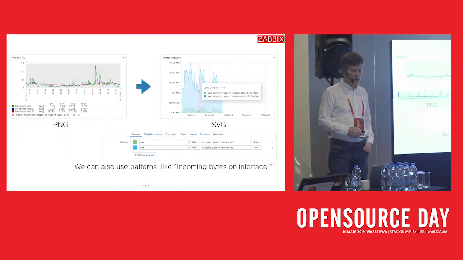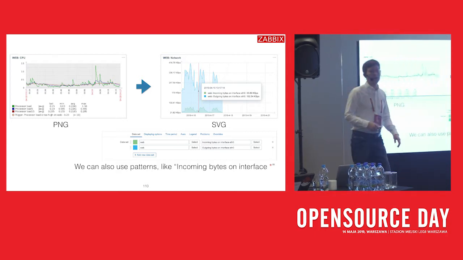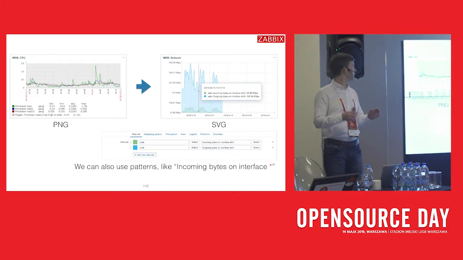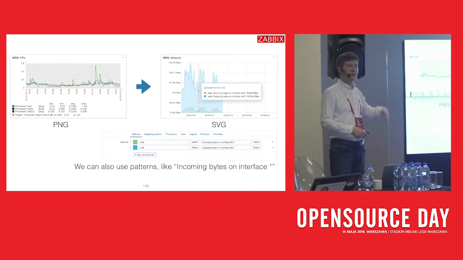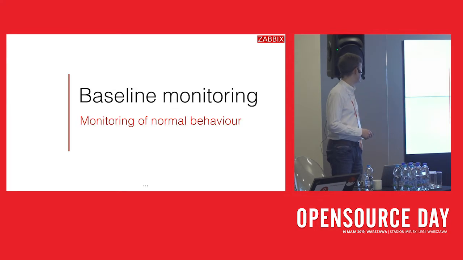Vector graphics. Okay, it's time to finally move from PNG to vector graphs. Now we did this conversion partially. We still use PNG graphs in some places of Zabbix, in many places, I would say. We need to move fully to SVG graphs.